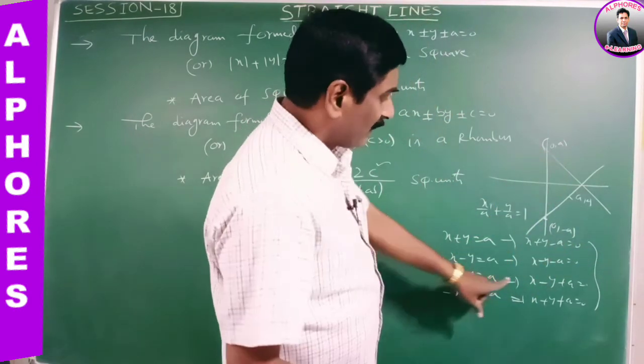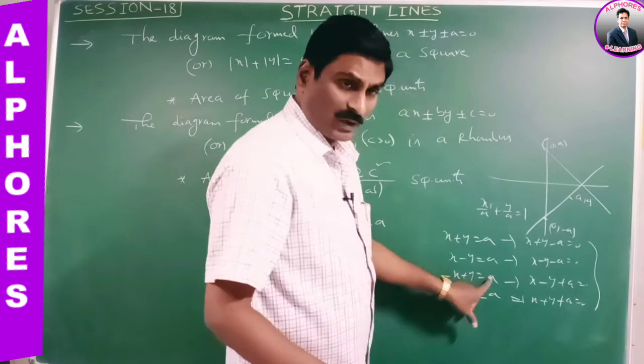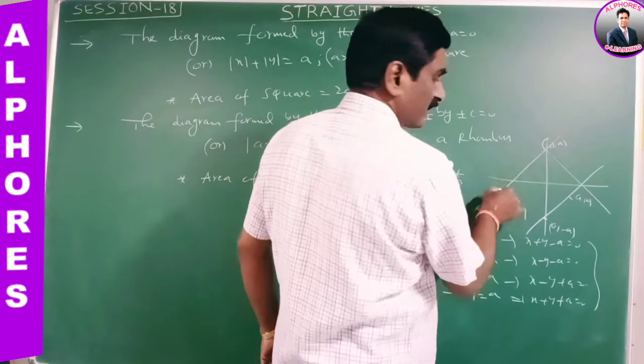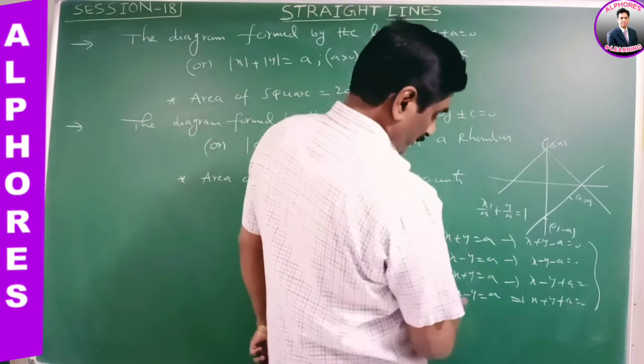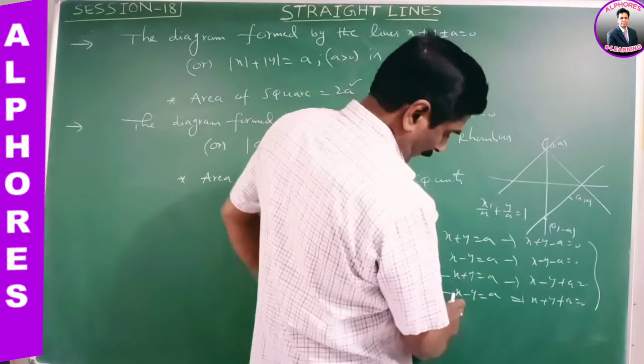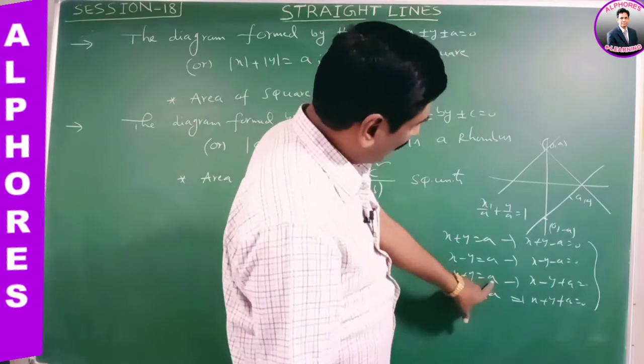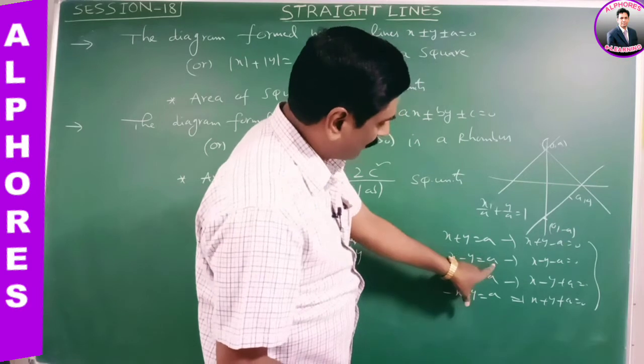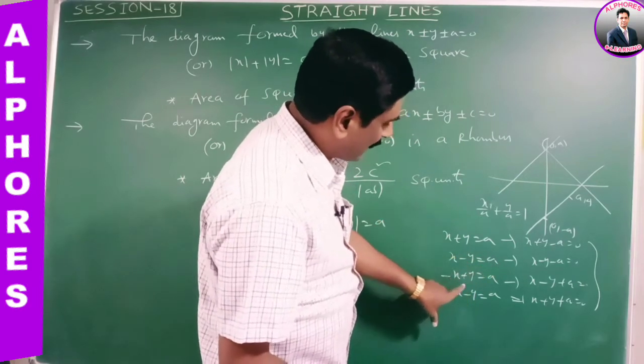Okay, next line: x plus y minus x plus y is equal to a means x-intercept is minus a, y-intercept is a. That means the line is in this way. Okay, next, minus x plus y is equal to a means minus a comma 0. Next, x minus y is equal to a means a comma minus a. It is minus a comma a.